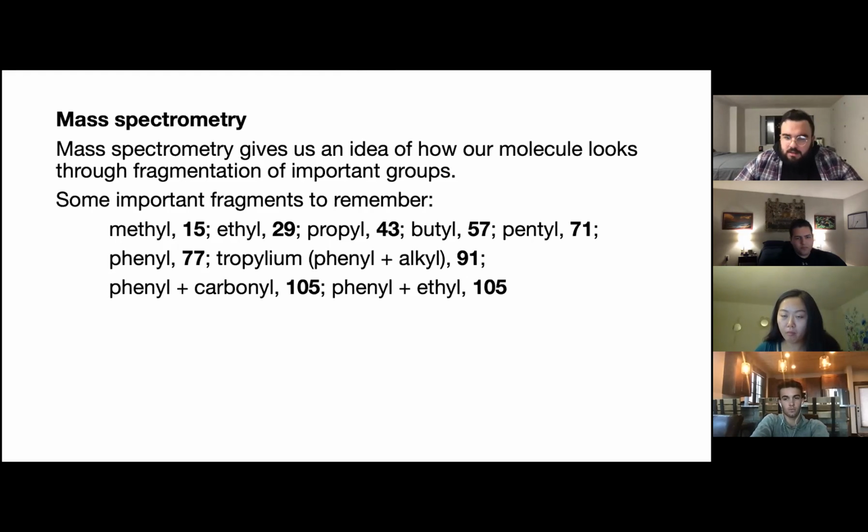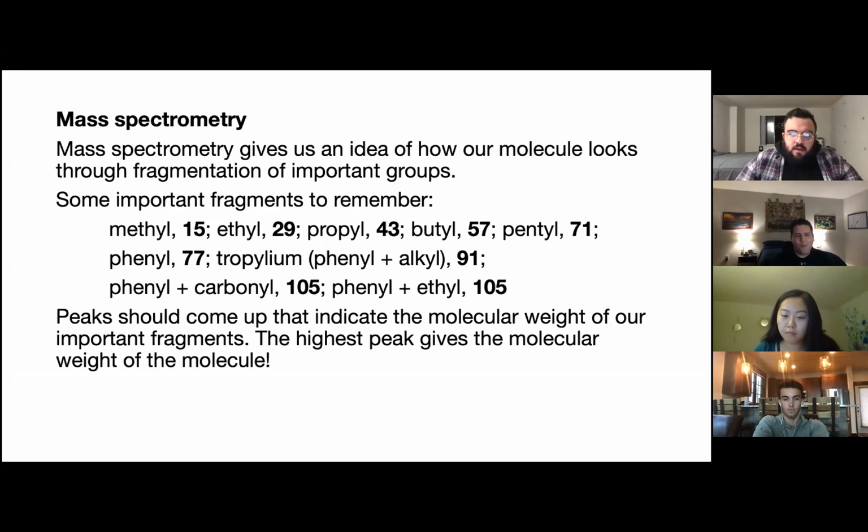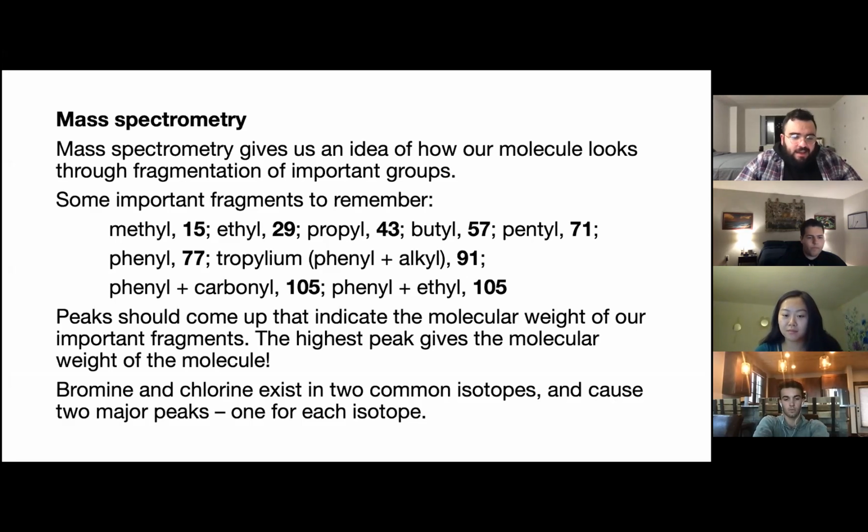Okay. Some really useful ones might be phenyl and carbonyl showing up at 105, and then phenyl and ethyl showing up at 105 as well. You'd be able to determine this further by looking at carbon and proton NMR, but I wouldn't recommend using mass spec just for that, unless you're crazy skilled. Again, it's indicating the molecular weight of our important fragments, and the highest peak gives the molecular weight of the overall compound. Another big thing is that bromine and chlorine will exist in 2 different isotopes and will cause 2 major peaks, one for each isotope.